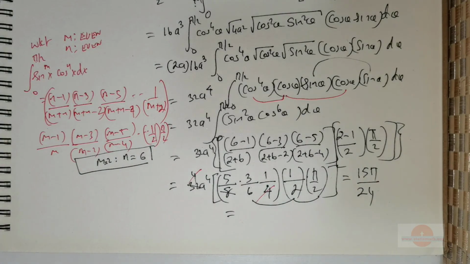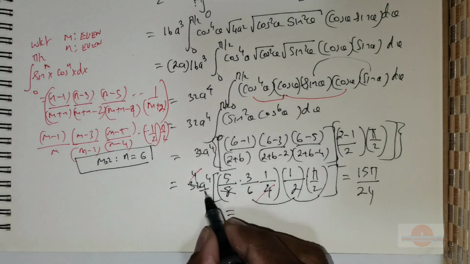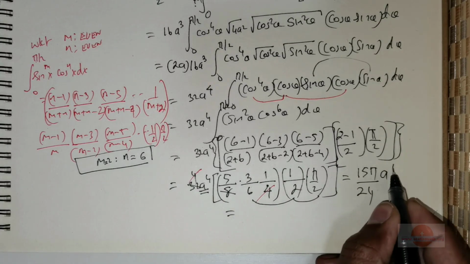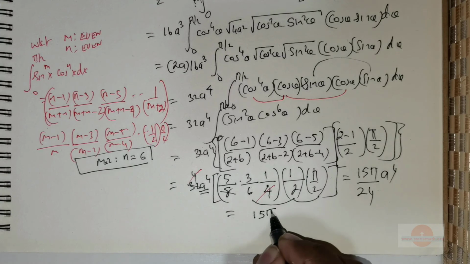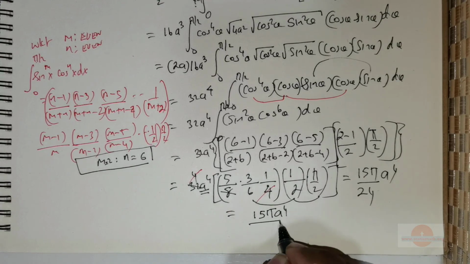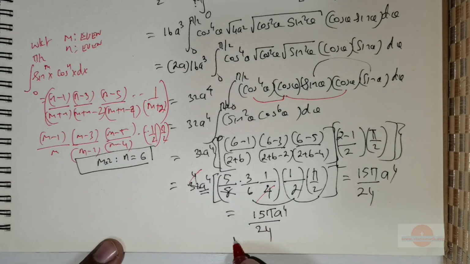So this is what we have got as the output for this question. Of course, we should not forget this a to the power 4. So place that a power 4. So rewriting, this is going to be 15 pi a power 4 divided by 24, which is the answer to this question.